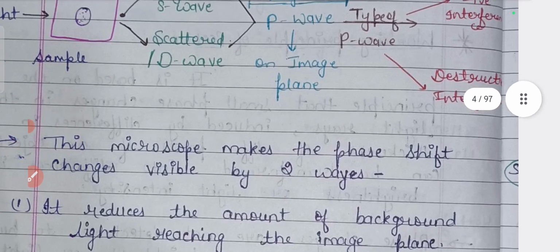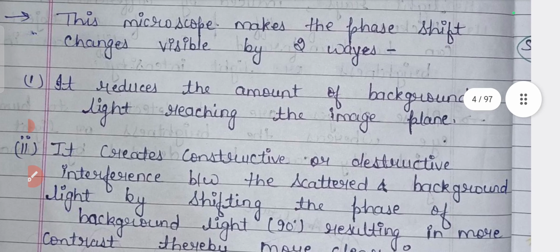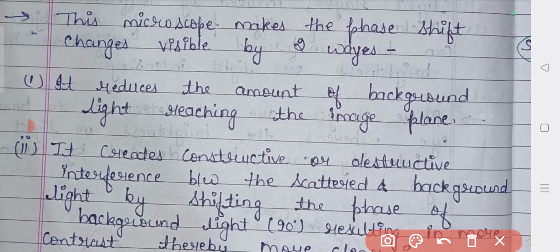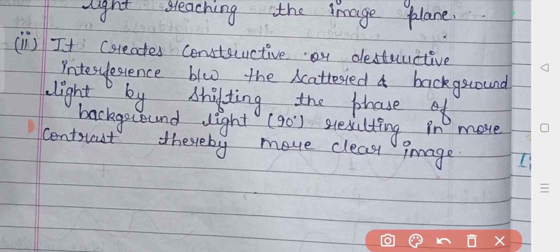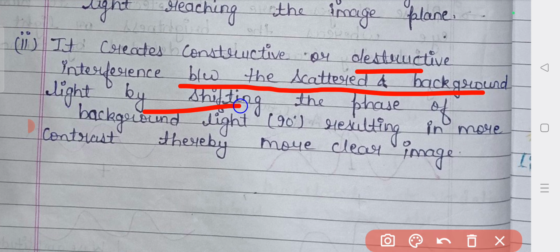Then the next part is the role of the phase shift ring, basically how the phase shift ring changes the images and makes the image visible. The first point here is that it reduces the amount of background light reaching the image plane, as we have discussed earlier. And the next point is that it creates constructive or destructive interference between the scattered and the background light at a 90-degree angle, so that as a result we obtain a clearer and more contrasted image.